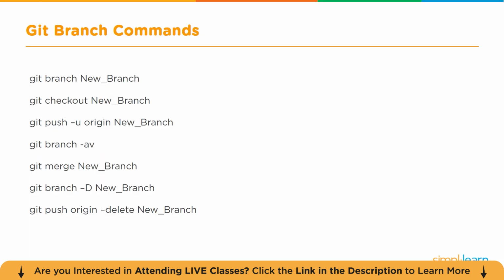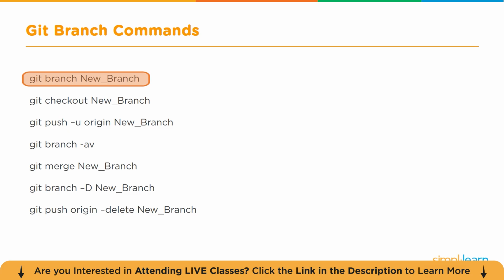To summarize, the Git branching commands are as follows. To create a new branch, you issue the command git branch and the name of the branch, and this would automatically spin off or create a new branch from the existing branch from where you issue this command. If you are on the master branch and you execute the command git branch new_branch, it creates a new_branch from the master branch.